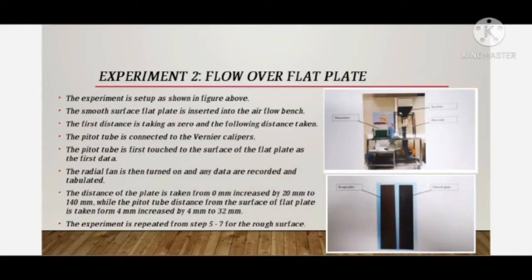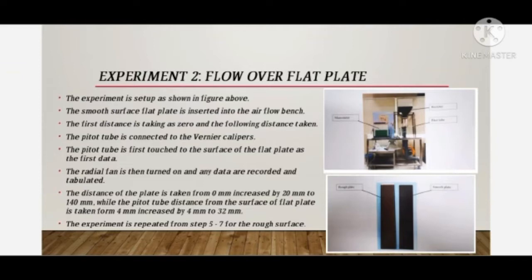Next, experiment 2, which is flow over a flat plate. The experiment is also set up as shown in the figure. The smooth surface flat plate is inserted into the airflow bench. Then the first distance is taken as 0 and the following distances are taken. The pitot tube is connected to the vernier calipers. Next, the pitot tube is first touched to the surface of the flat plate as the first data.